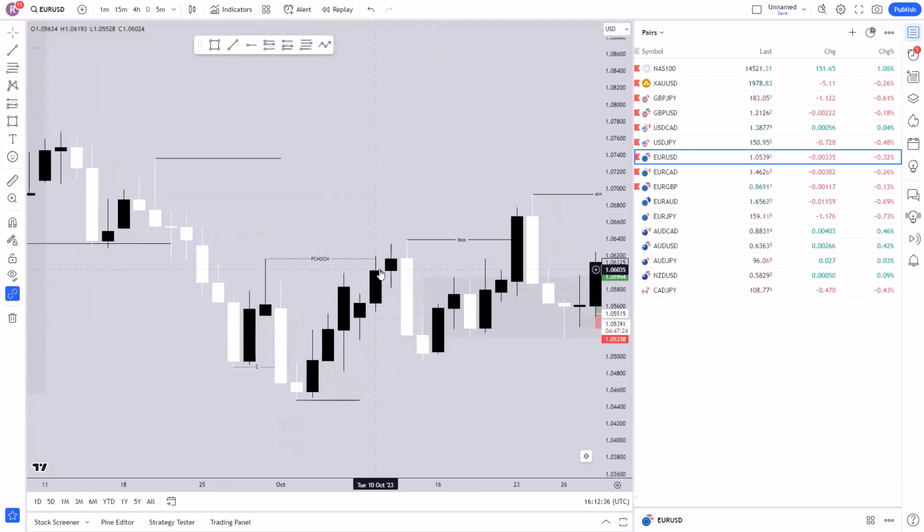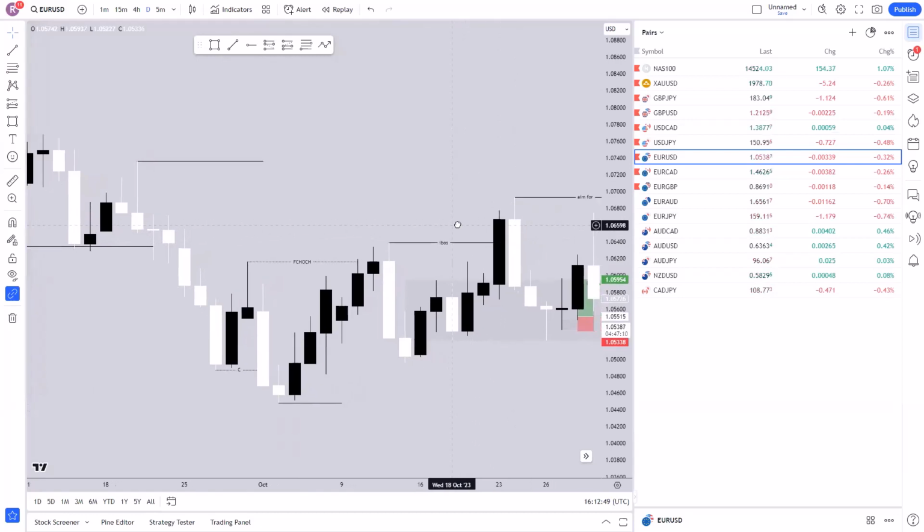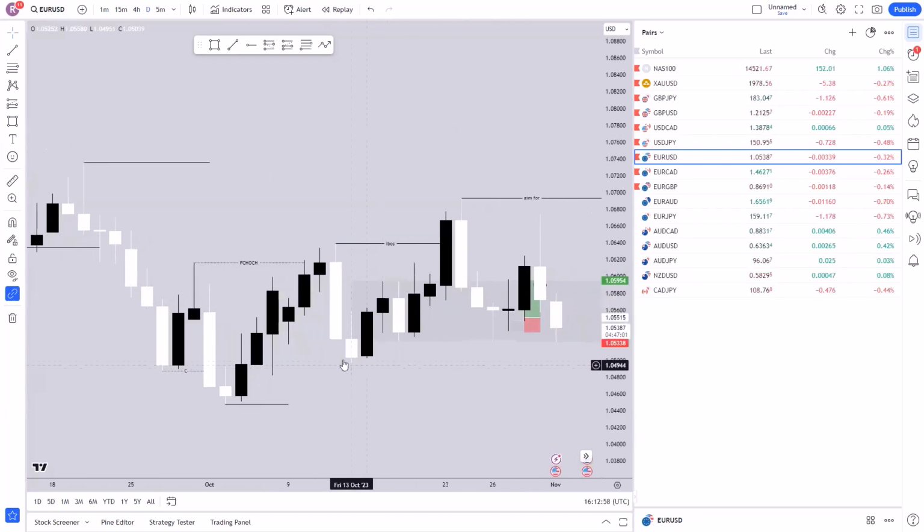Then we get a fractal change of character, okay? Because with fractal structure, we only need the wick to break to consider it a break in structure, compared to swing and internal, where we need a full candle body closure to consider it a break. So after we get that fractal change of character, that's only one step of the ingredients to prove that we are now getting that upwards movement, okay? So bullish pressure has started to step in. Fractal change of character, again, only signals that we are getting that internal pullback, which in the end we do.